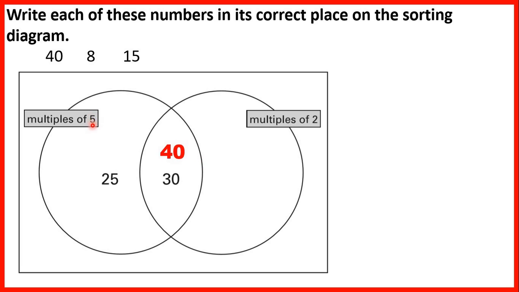If we divide it by 5, we'll get 8, and if we divide 40 by 2, we'll get 20, so we get whole numbers, which means that it's a multiple of both. It's a common multiple of 5 and 2. Now 8 is not a multiple of 5, it's not in the 5 times table, but it is a multiple of 2, so 8 goes in this section here. And now 15 is in the 5 times table, but it's not in the 2 times table, so 15 goes in this section here.